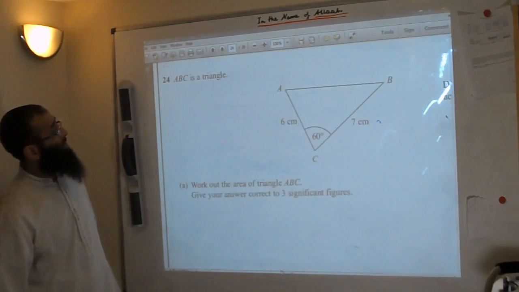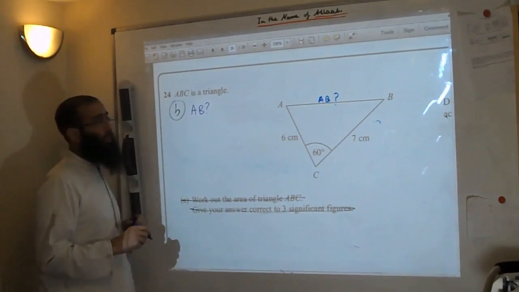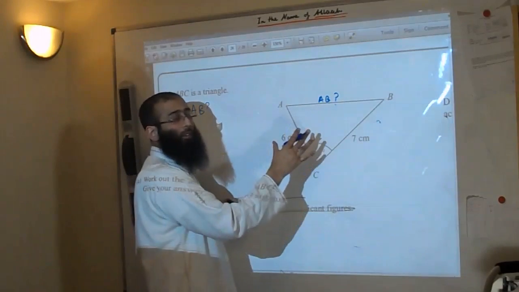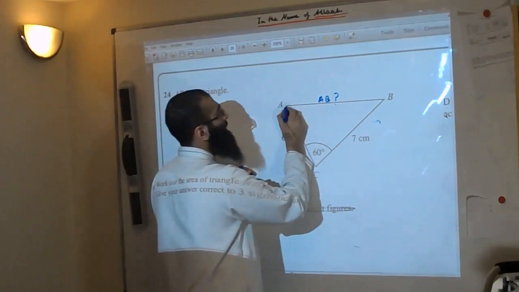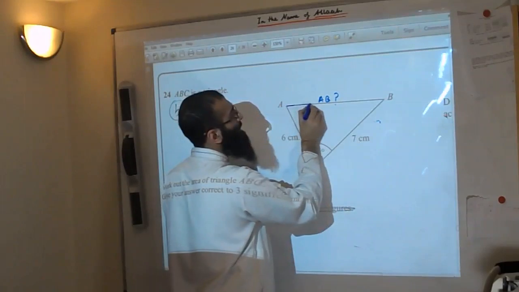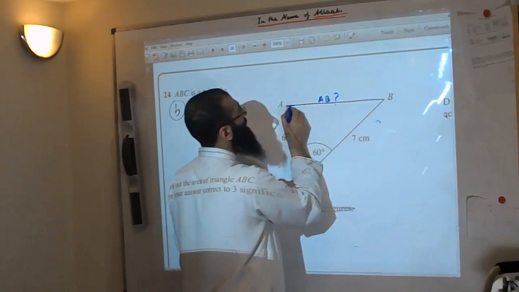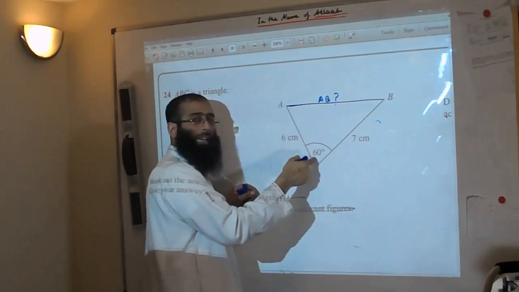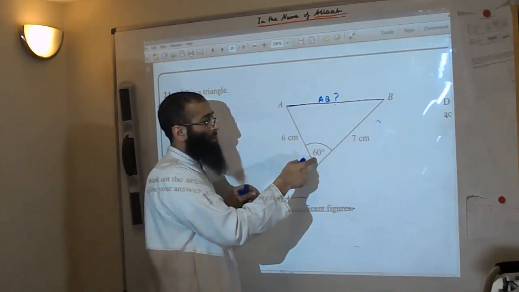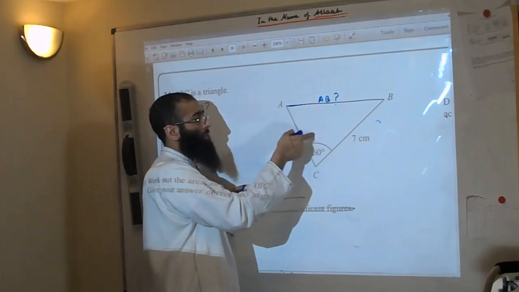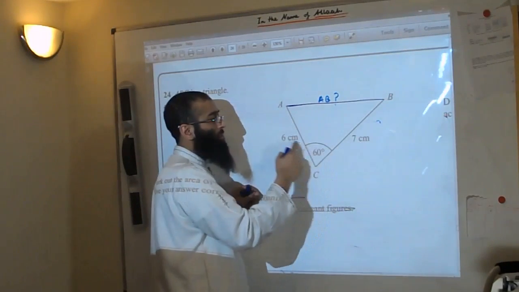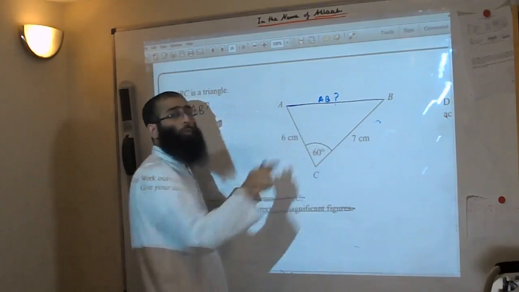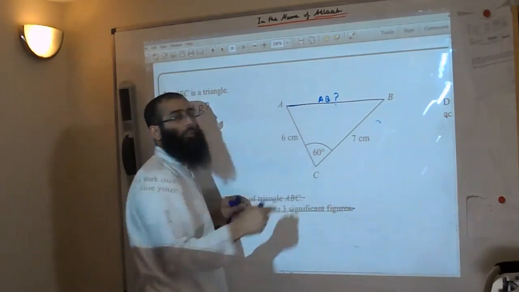So let's go back to this diagram over here now. We're dealing with the same triangle as part a. So we worked out the area first. Now we're going to work out this missing length here, or this length here. Now, whenever we have an angle in a non-right angle triangle, and we know the side on the left and the side on the right, so we know the adjacent sides to it, so there's the angle in the middle of two sides that we know, we always use the cosine rule to work out the opposite side.